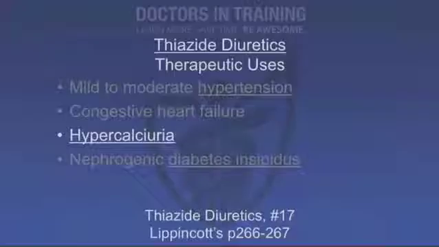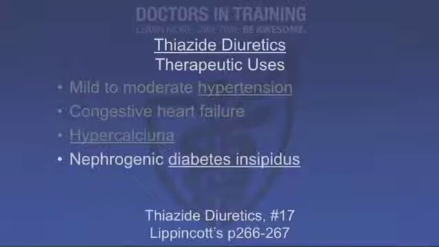Some non-edematous uses of this drug include hypercalciuria. What these thiazide diuretics do is decrease calcium excretion in the urine, thereby decreasing the formation of specific types of kidney stones like calcium oxalate. They're also used for the treatment of nephrogenic diabetes insipidus.